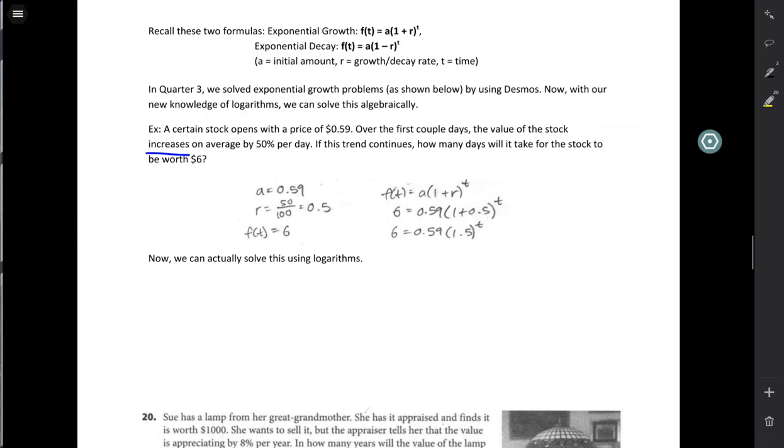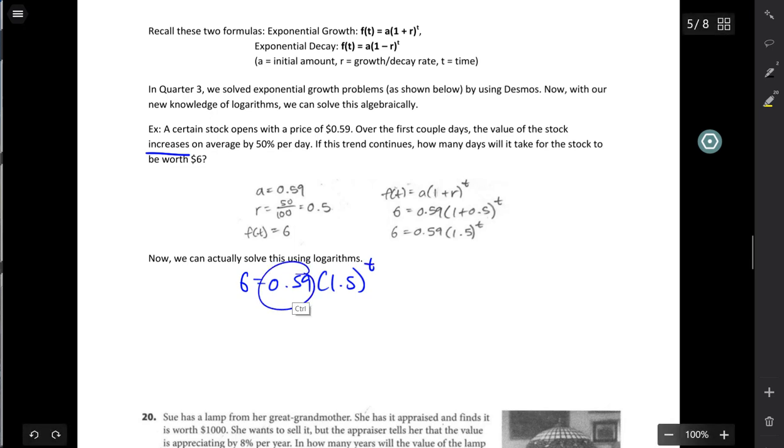Okay. Now, with our new knowledge of logarithms, we can do this without actually having to graph it. Isn't that so awesome? So let's go ahead and do that. We have 6 equals 0.59 times 1.5 raised to the power of t. We have this coefficient outside here, so I'm going to divide by 0.59. I'm just using my calculator. I finally got my phone, it's next to me. So if we cancel, this is going to be 10.169 equals 1.5 raised to the power of t.